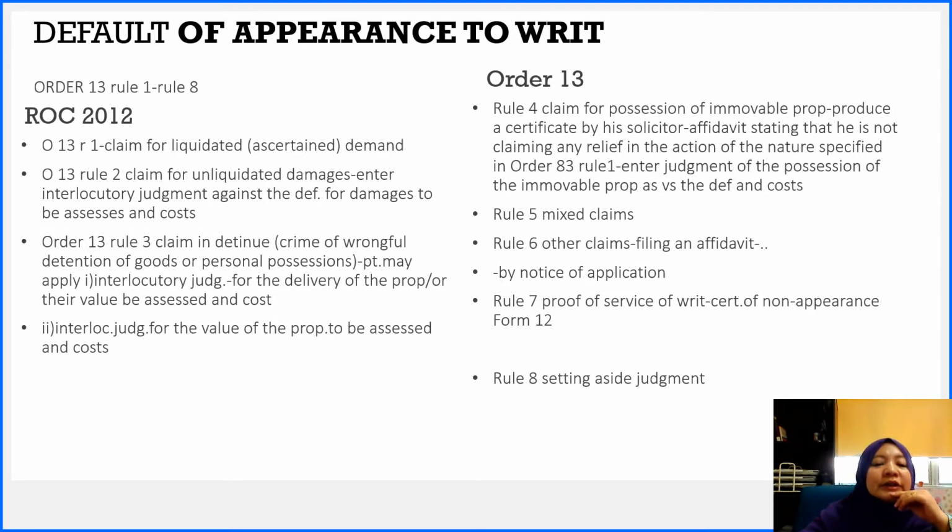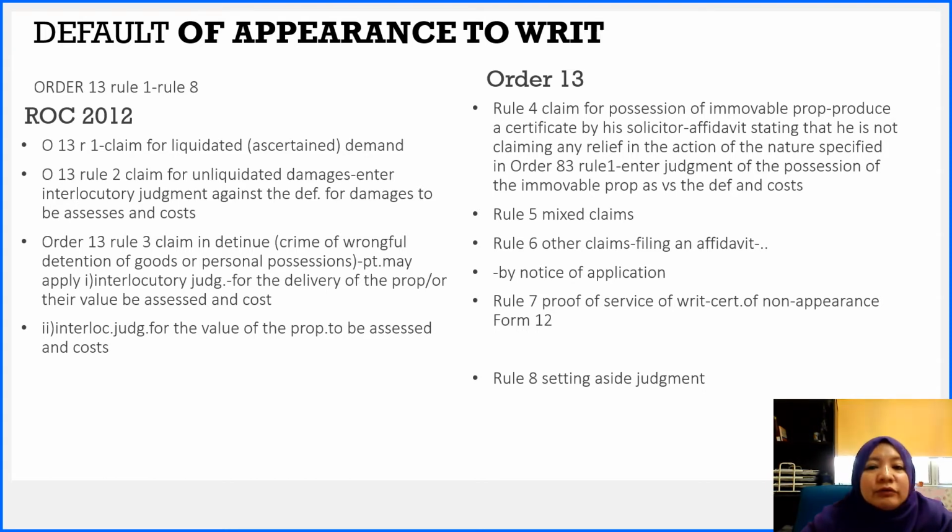Order 13, Rule 3, claim in detinue, for wrongful detention of goods or personal possession. The plaintiff may apply for interlocutory judgment for the delivery of the property or its value to be assessed, and costs. So basically there are two types. Another one is the interlocutory judgment for the value of the property to be assessed and costs, and proceed with the action against the other defendants with costs.